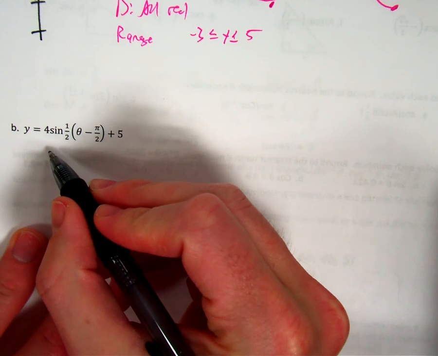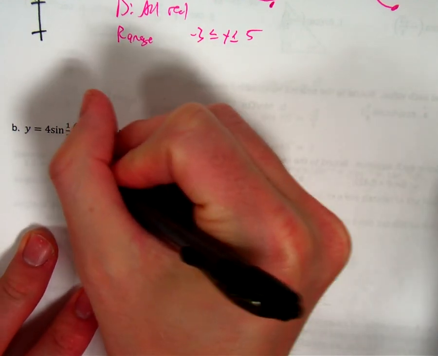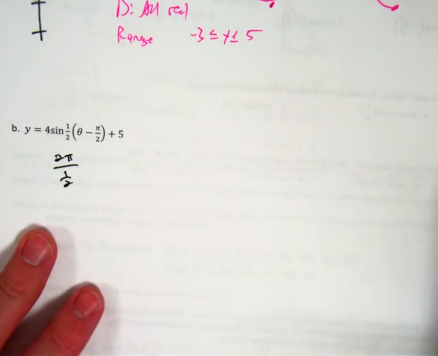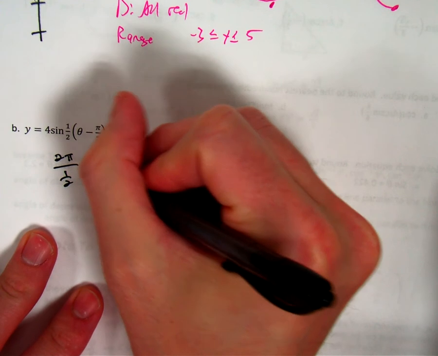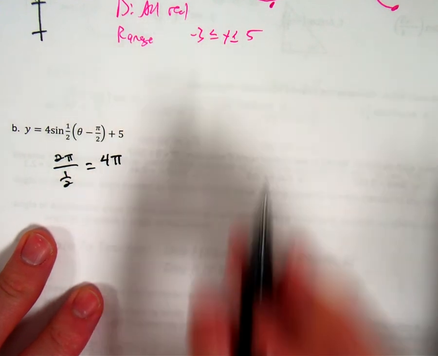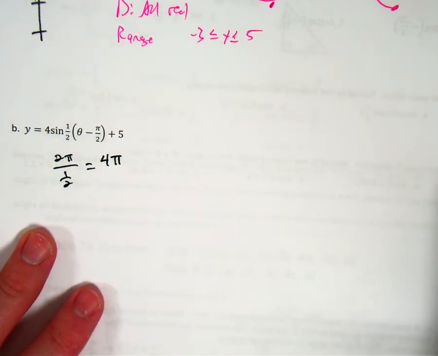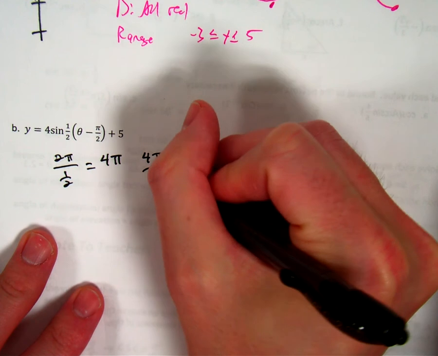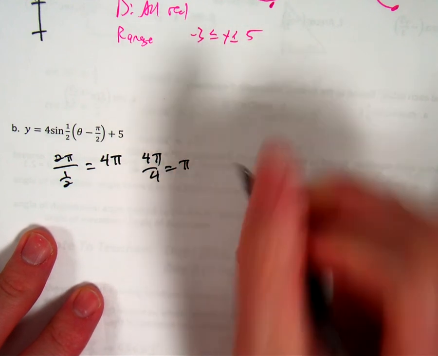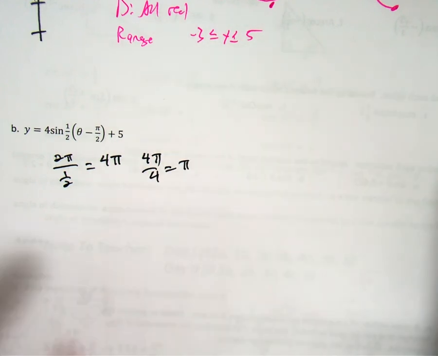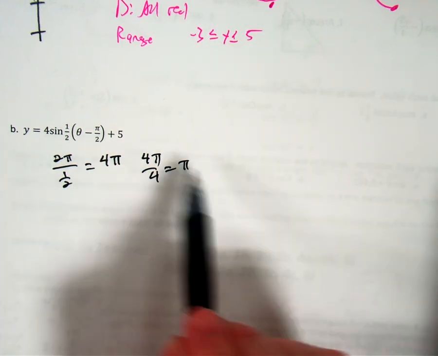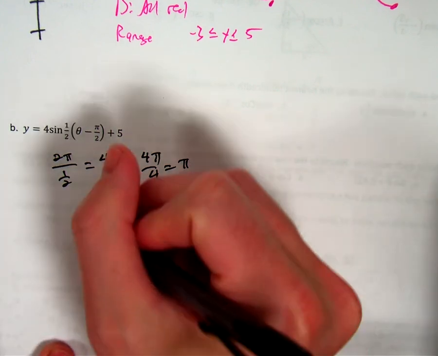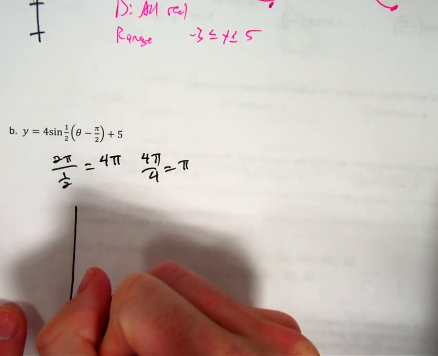Okay, so amplitude is 4. Period normally is 2 pi, divided by a half. When you divide by a fraction, it makes it bigger. So our period is actually going to be 4 pi. Okay, this is going to get a little bit challenging here. 4 pi divided by 4, our counting numbers are pi. We're going to be counting by pi, but we're actually starting on pi over 2 to the right. And 5 up. Oh my goodness, we're way up here.